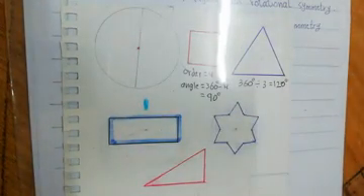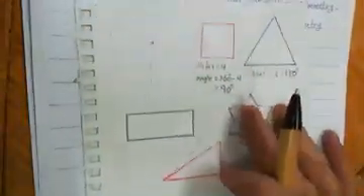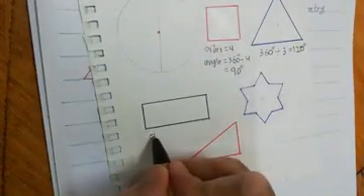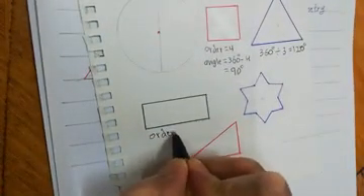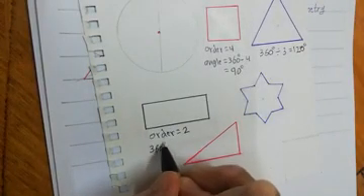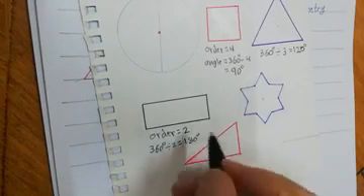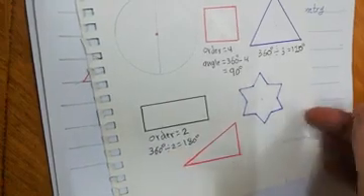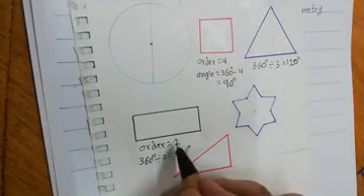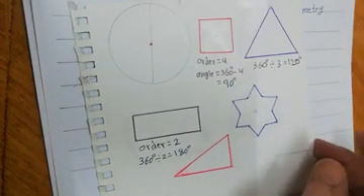So I will write here: order equals 2, and 360 degrees divided by 2 will be 180 degrees. This is the angle of rotational symmetry. The order is 2 and the angle of rotational symmetry is 180.